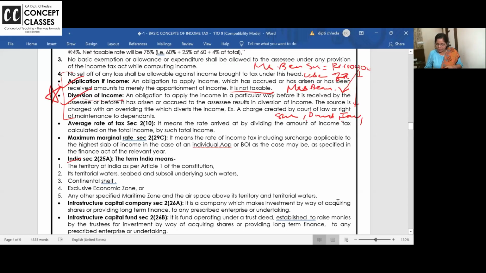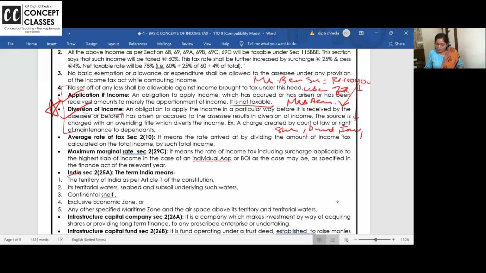Application of income, diversion. An obligation to apply the income in a particular way before it is received. I asked Mahesh to pay my son's school fees before it is received. I asked Ashwini to take the rent before it is received. I asked Tushar to go and donate in the Ganesh Pandal before it is received. In a particular way, and it has arisen or accrued, it results in diversion of income.